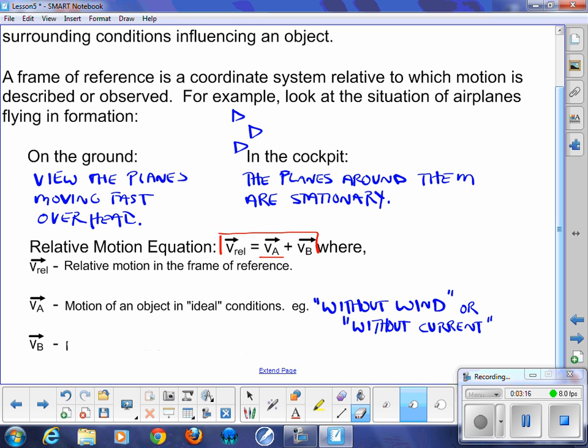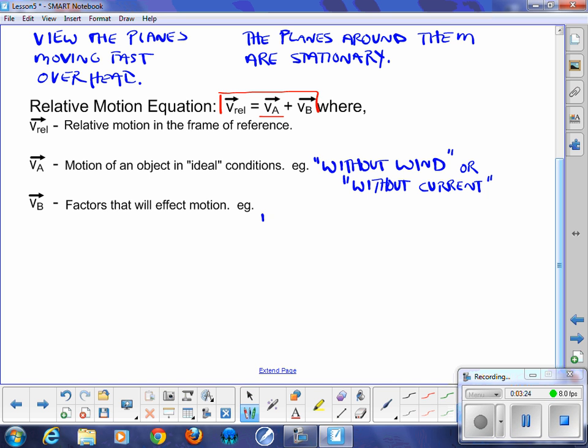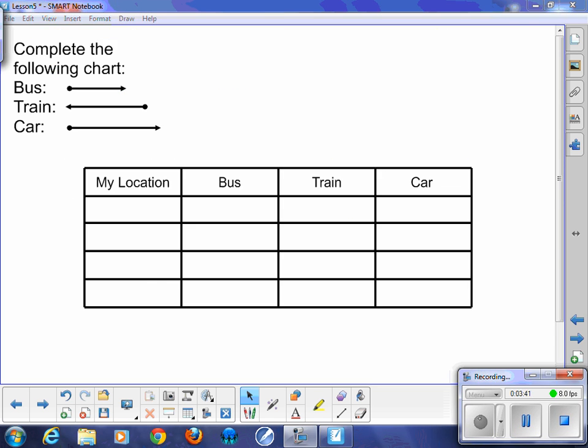And then finally, VB. VB is what is affecting that motion, and that's where your wind and your current come into play, etc. So there is your equation and factors when we're talking about relative motion.